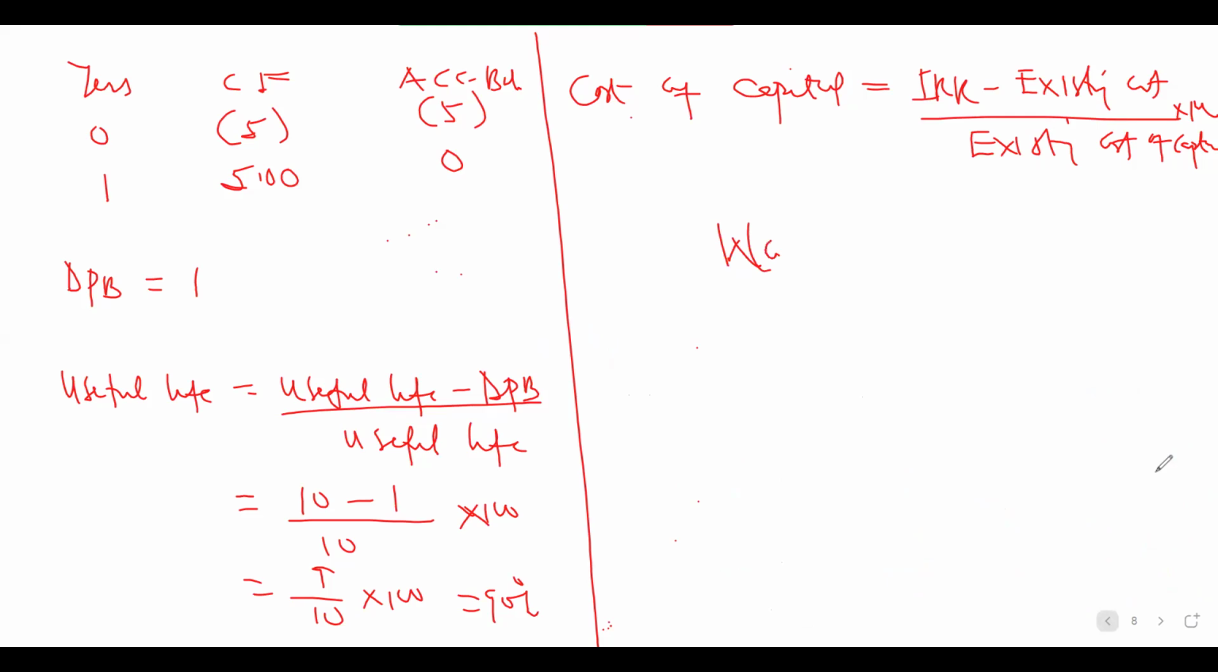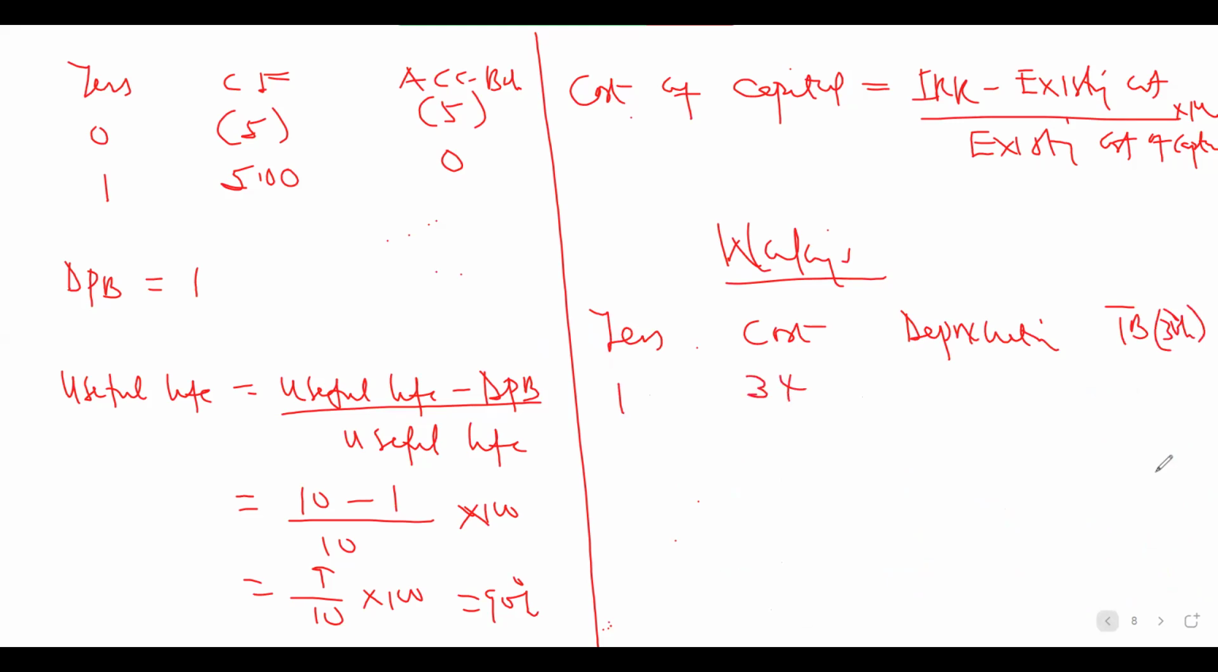So we have the workings. We have the years, we have the cost, we have the depreciation, and we have the tax benefit of 30%. Let's come to year one. We have 3,400. We have 850. Tax benefit of 255.